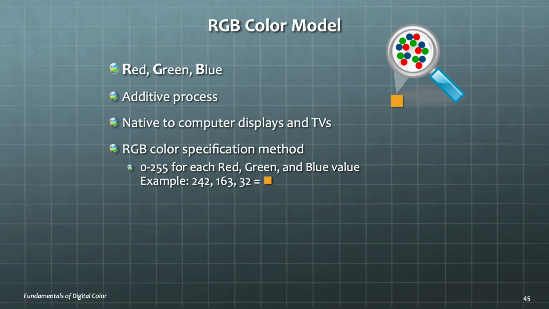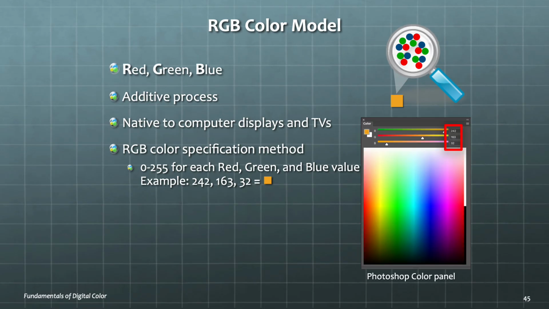Anyway, for example, the color of the swatch is defined as 242 red, 163 green, and 32 blue. Those RGB values make the color orange that you see here. You see an example of this same RGB color defined in this Photoshop color panel. The three color values for the orange color we've been describing are highlighted.